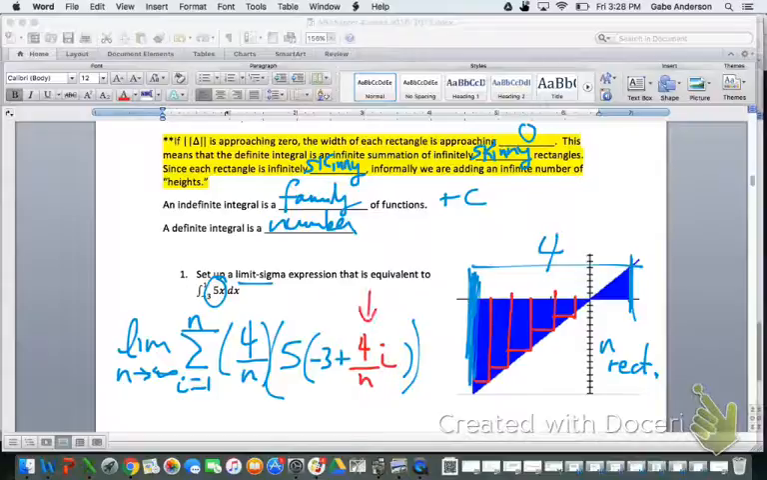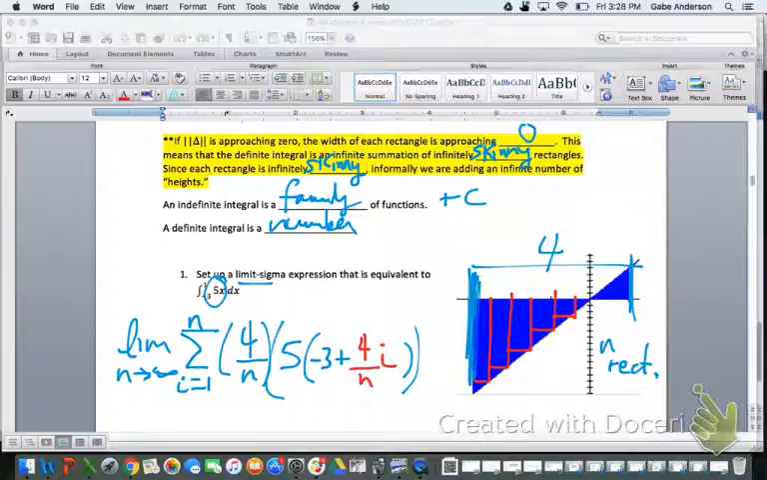This, of course, is the base length, so every time I jump to another rectangle, I'm going to get a 4 over n added to my input, and then the i is there so that I can add a certain number of rectangles. And of course, I want to eventually end up adding an infinite number of rectangles, but having that i there works with the i in my sigma as my summation element. So this would be it. This would be the limit sigma expression for the integral right there.